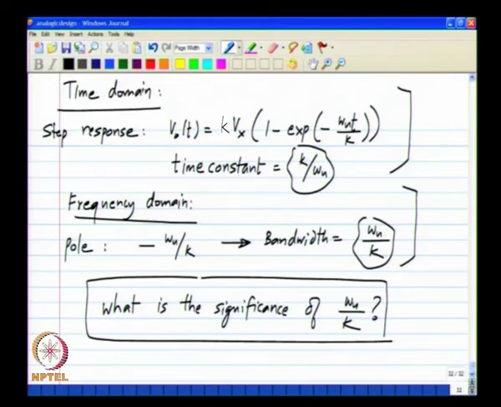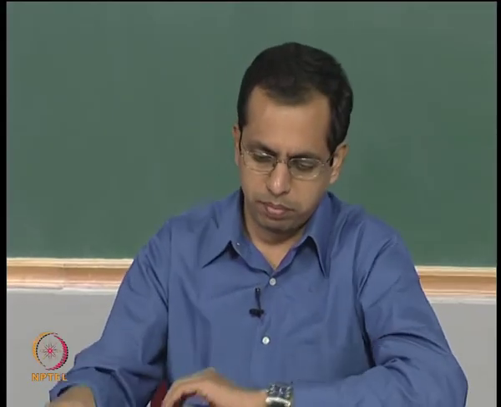So, what is the significance of omega u by k? Why does it appear in all these expressions? Is it just a coincidence or is there something more to it? That we can look at by examining the system in the frequency domain and going back to some of the concepts of control systems, negative feedback control systems.